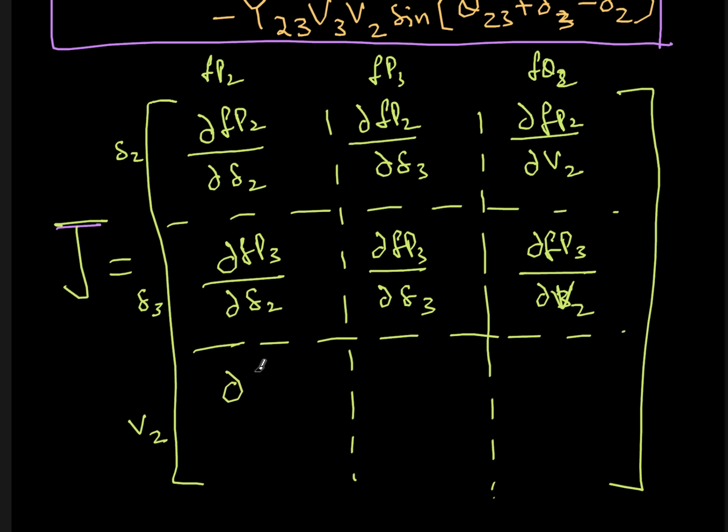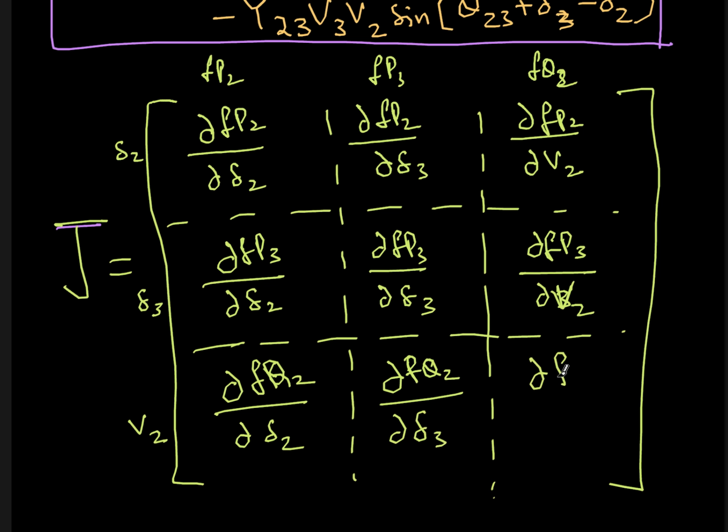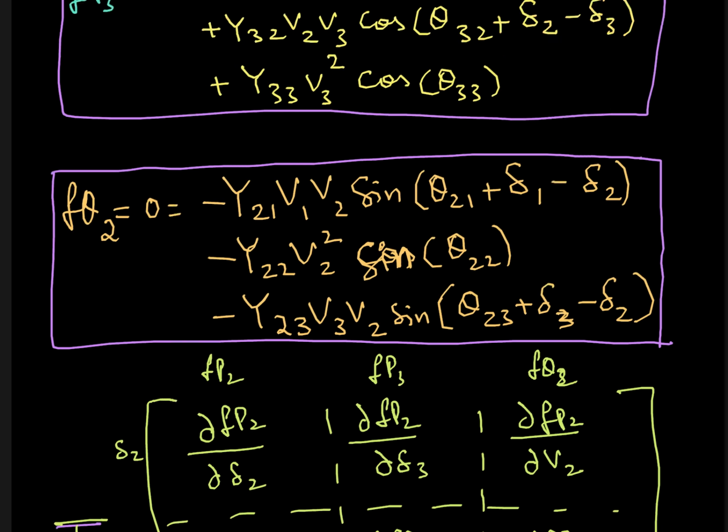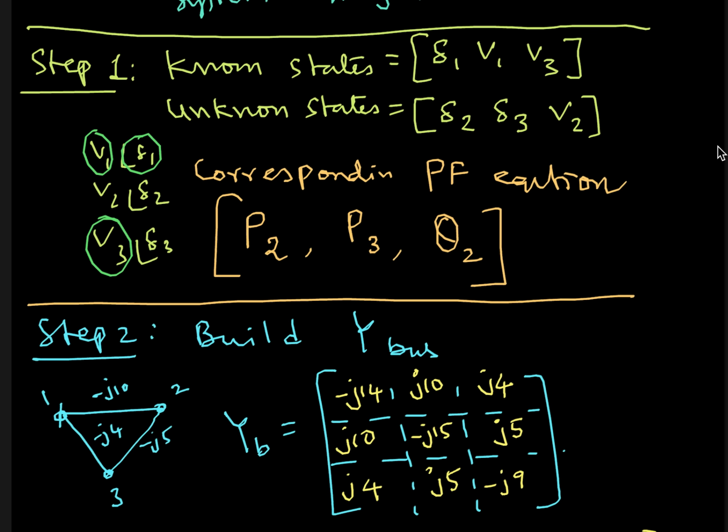Similarly here, partial differentiation of the third function, function of q2, with respect to first variable delta 2, partial differentiation of the third function, that is function of q2, with respect to second variable, that is delta 3, partial differentiation of the third function q2 with respect to third variable v2. So these are the 9 elements of the Jacobian matrix. One by one we will have to solve it. So I've been doing this video for a few minutes now. So let me take a couple of minutes break, and after the break I will continue this.